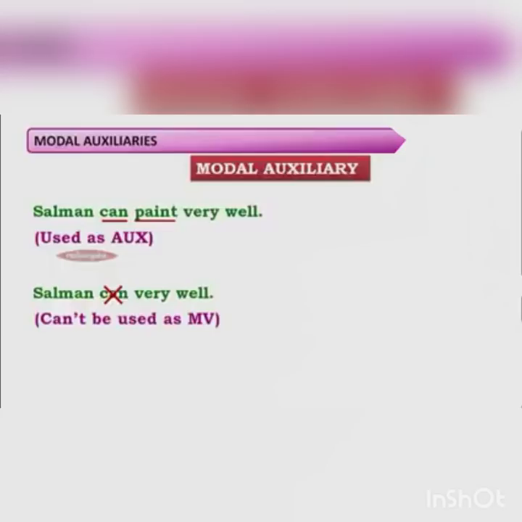So, what is a modal auxiliary? Simple. It can only come with another verb. It can never stand alone. It can never be used as a main verb. It can be used only as a helping verb. Clear now? Now we'll move further. So, modal auxiliaries can be used only as auxiliaries. They cannot be used as main verbs.